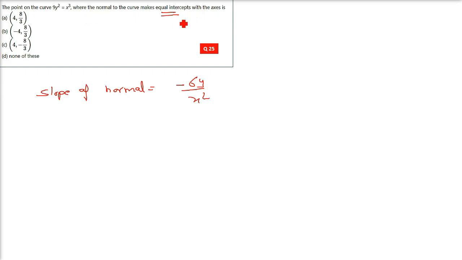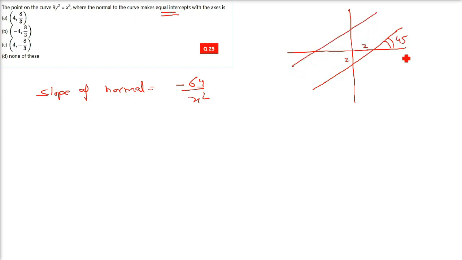Now equal intercept means what? X and y intercepts should be equal. That is, if this is 2, this is 2. Equal intercept will only be applicable when the angle is 45 degrees. That you already know with your trigonometry and all other geometric configurations that we have come across in our previous classes. So the angle is 45 degrees, and slope is always tan of that angle.